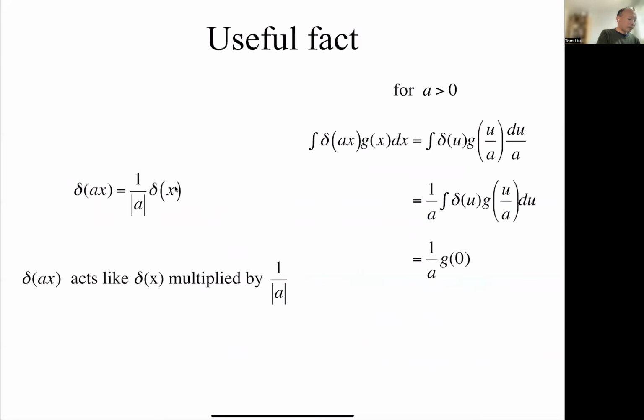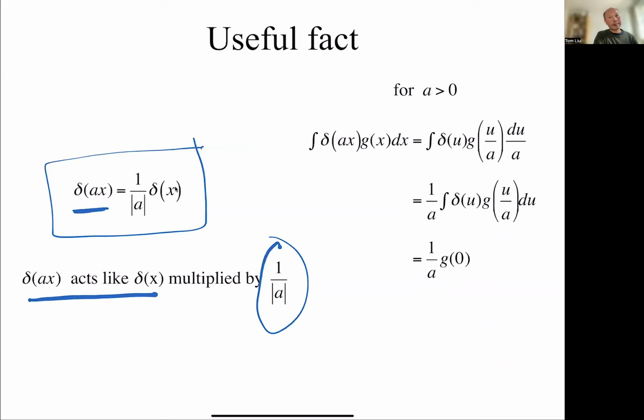Okay, one useful fact is that later on in the class, we will be dealing with scaled Dirac delta functions. It just means that this identity is true, that delta of ax acts like delta of x multiplied by 1 over a. All right, so that's just something to keep in mind. We may not have the proof of that on a future homework, but if you do need to do the proof, then you can just follow this, okay?